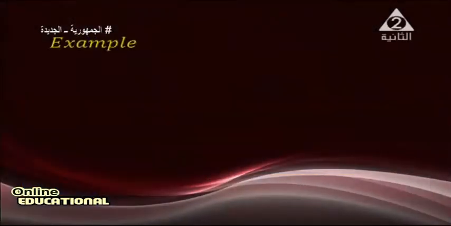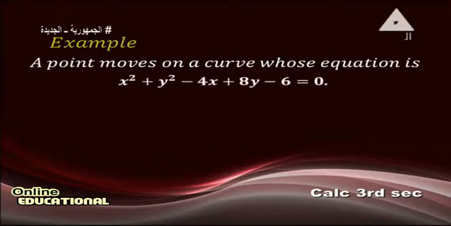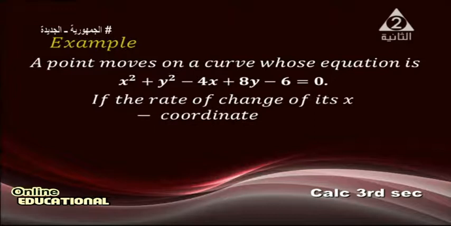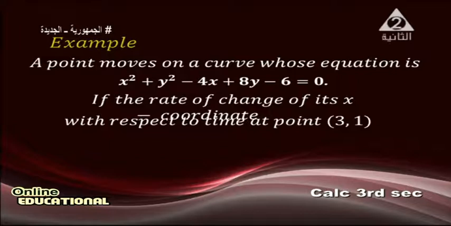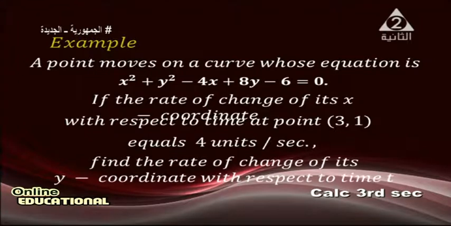Now, the first example. A point moves on a curve whose equation is x squared plus y squared minus 4x plus 8y minus 6 equals 0. If the rate of change of its x coordinate with respect to time t at the point (3, 1) equals 4 units per second, find the rate of change of its y coordinate with respect to the time t.